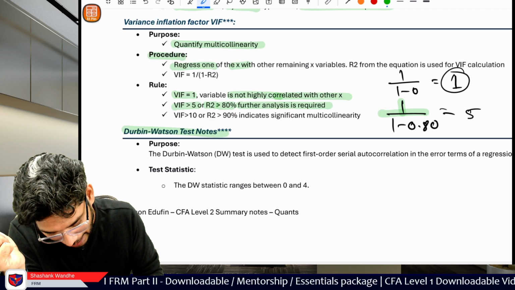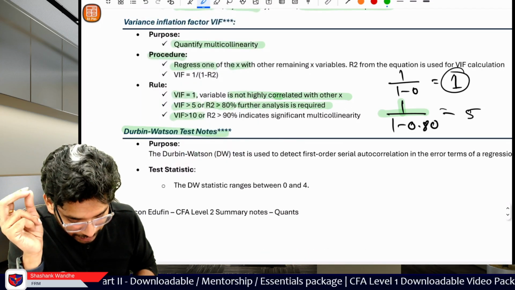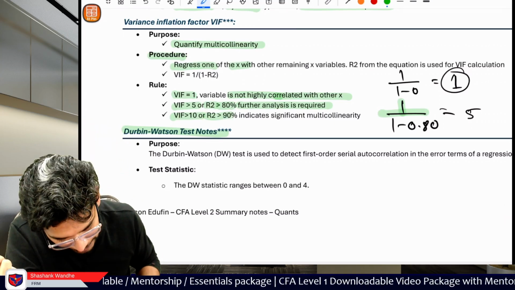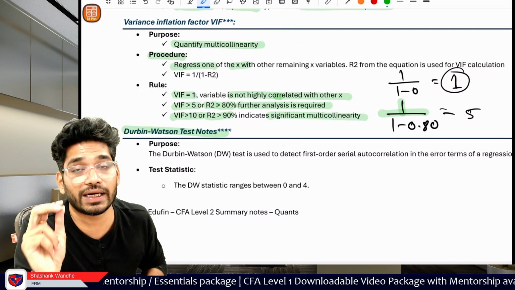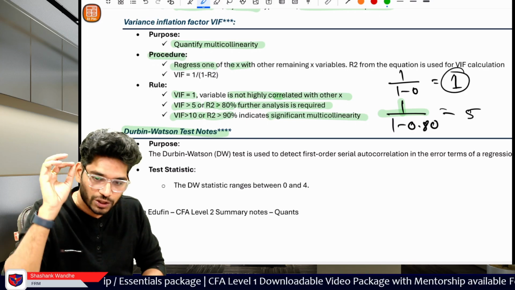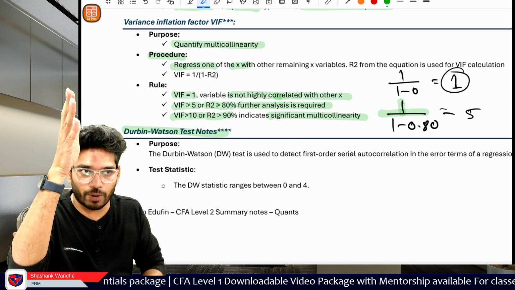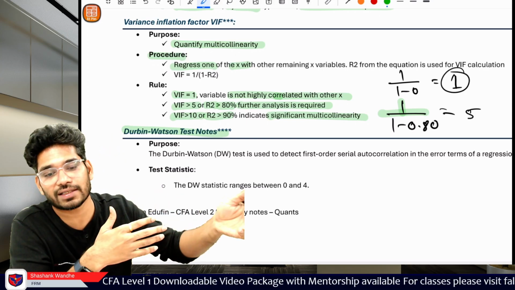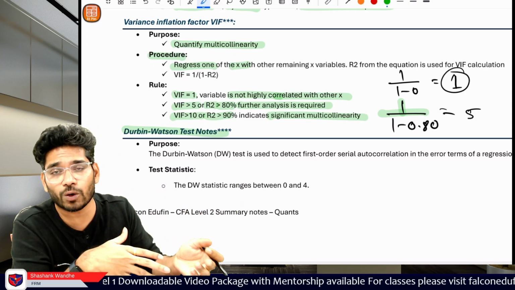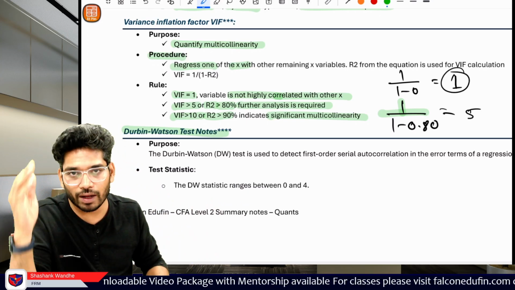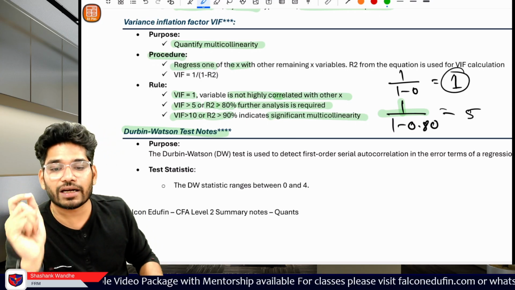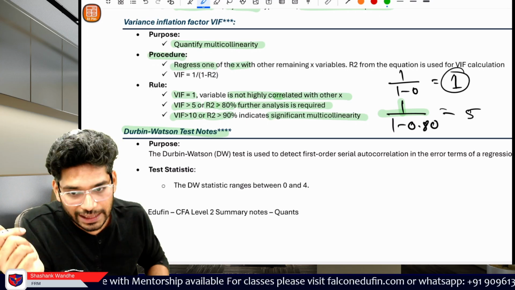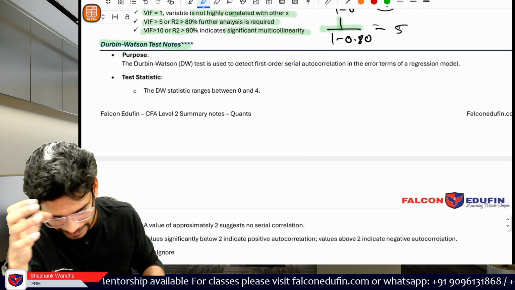And if the VIF is greater than 10, this is happening because R square is greater than 90%. This indicates significant multicollinearity. So in the exam, if you get a question where you are provided with the VIF, and the question is which situation indicates significant multicollinearity, or which independent variable is significantly multicollinear, and VIF is presented for different models for x1, x2, x3, x4 like this, then remember you have to simply go for VIF greater than 10. Very simple. Remember it. Things will be easier for you in the exam.